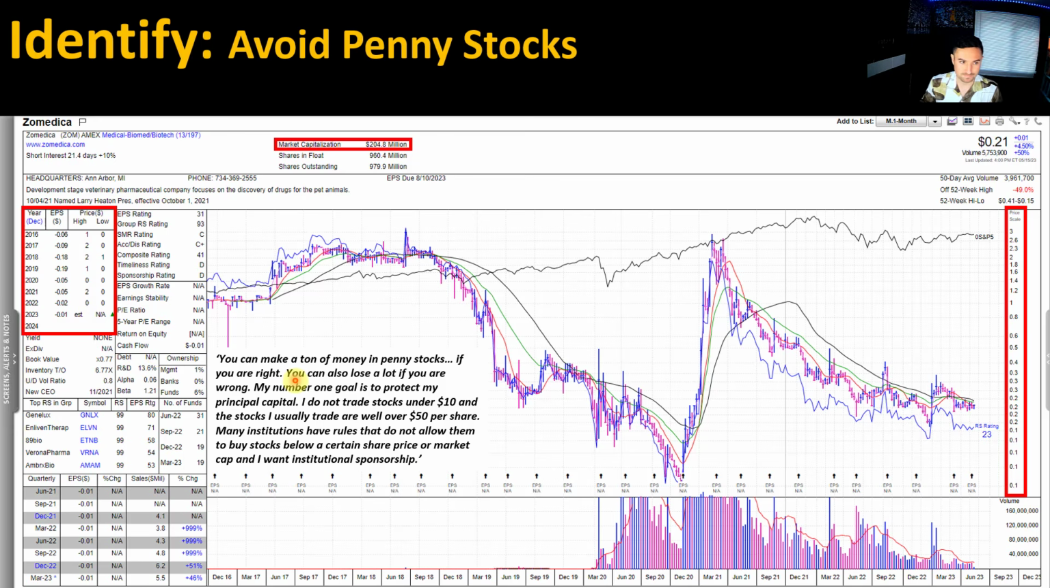Avoid penny stocks. You can make a ton of money in penny stocks if you are right. You can also lose a lot if you are wrong. My number one goal is to protect my principal capital. I do not trade stocks under $10, and the stocks I usually trade are well over $50 per share. Many institutions have rules that do not allow them to buy stocks below a certain share price or market cap, and I want institutional sponsorship.